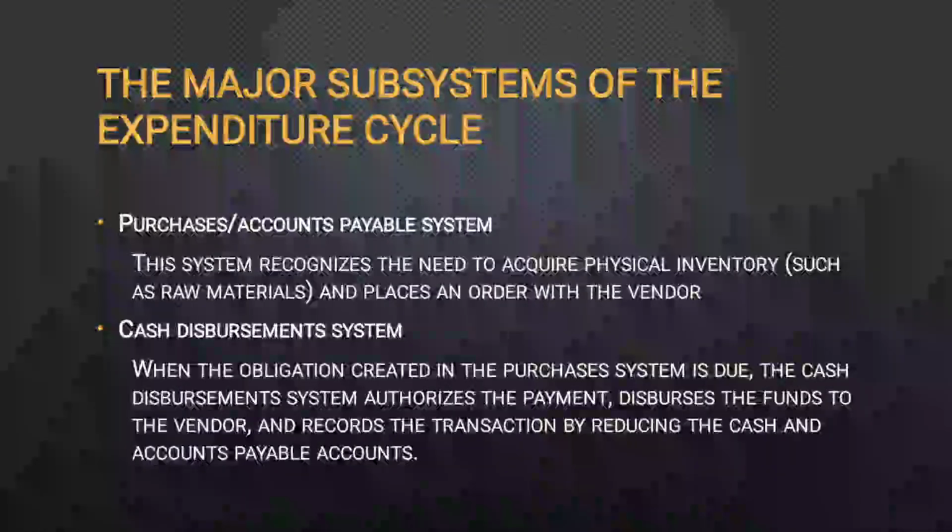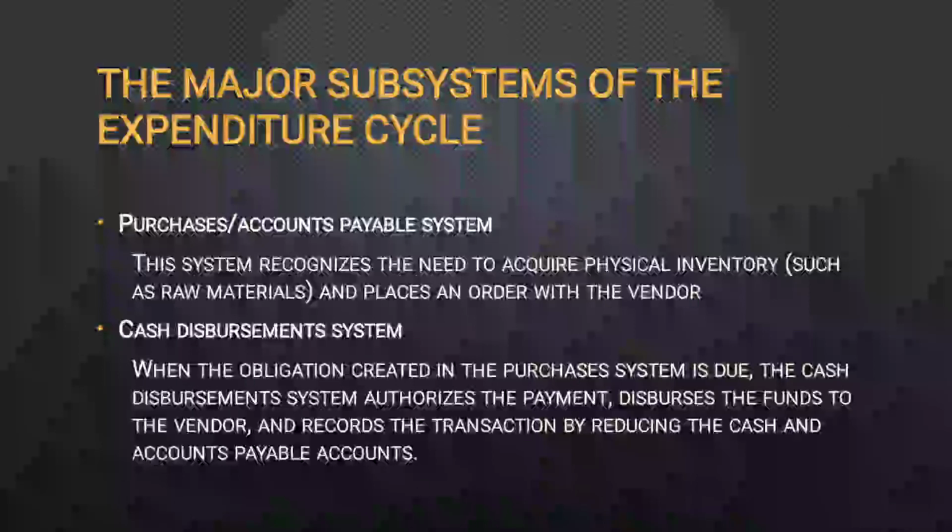So, ito yung major subsystems of expenditure cycles. So, una dito yung purchases or accounts payable system. This system recognizes the need to acquire physical inventory such as raw materials and place an order with the vendor. So, unahin natin yung sa purchases. So, sa purchases system naman, ito yung process used to acquire goods and services for an organization. So, nare-record yung event by increasing the inventory.